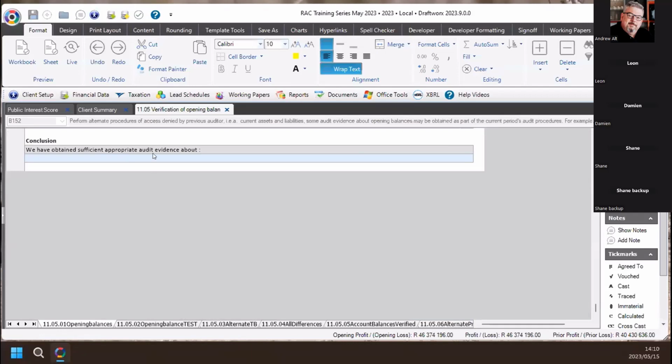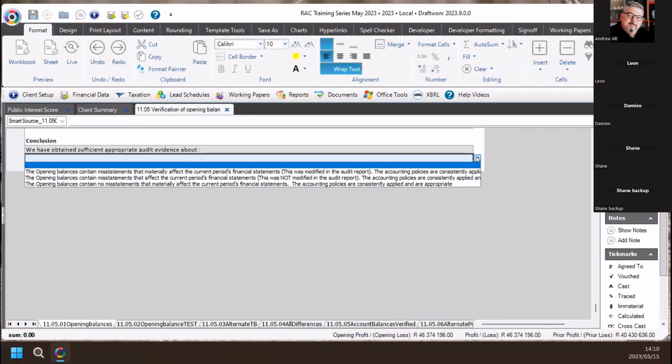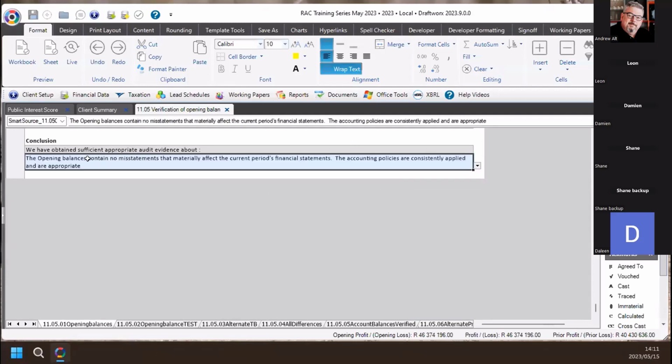All right. And then at the end, we need to make a conclusion. Do we think that the opening balances contain misstatements that materially affect? Are there misstatements that affect the current period's financial statements but doesn't require a modification? Or are there no misstatements that we can identify and that accounting policies are consistently applied and are appropriate? Okay, so those are the various conclusions we're wanting to get to.